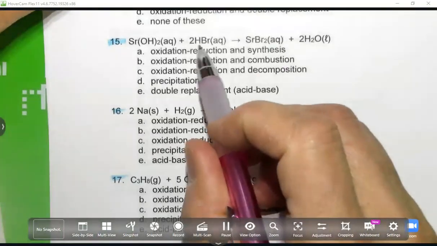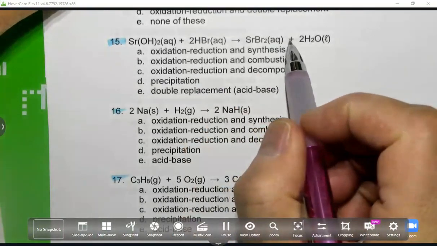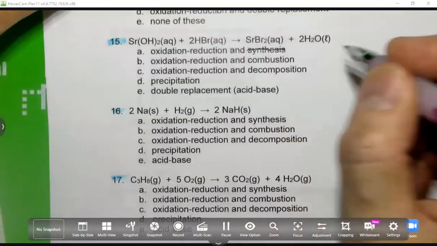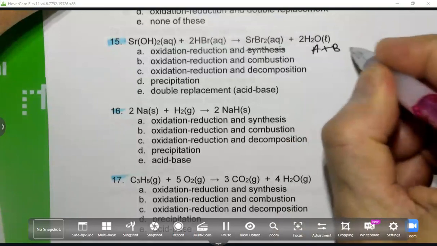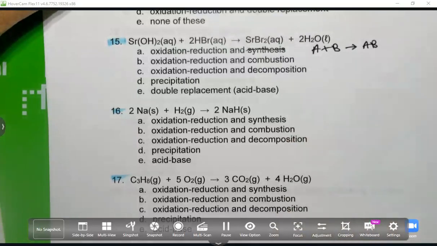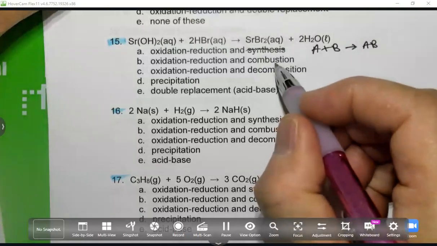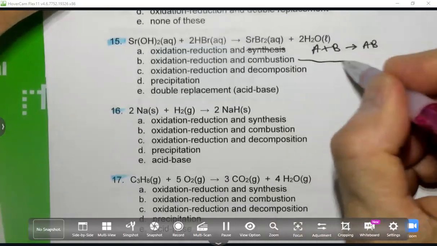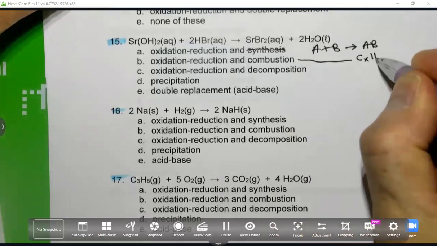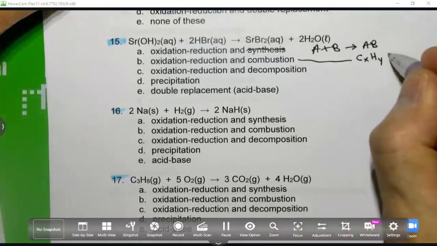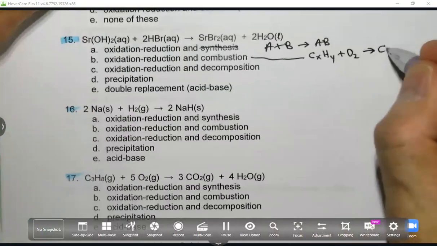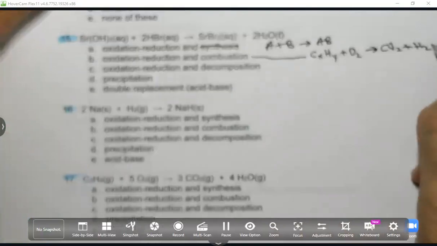Is this a synthesis reaction? And this is not, right? Because a synthesis reaction would be an A plus a B, and you get AB. Is this a combustion reaction? No, a combustion reaction normally looks like this: you've got some carbons, you've got some hydrogens plus oxygen, and you are going to get carbon dioxide plus water.